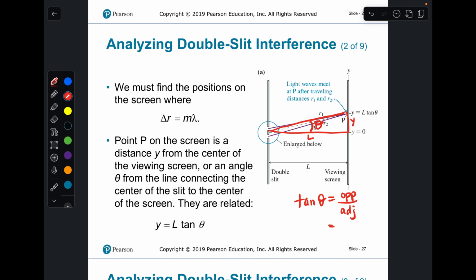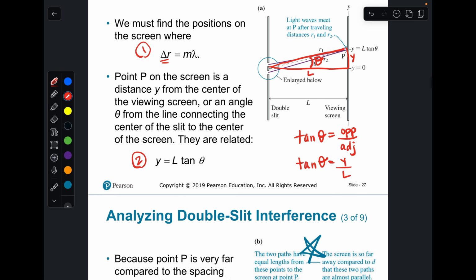And so our opposite is y and our adjacent is L. And so you can see we have an expression here that relates all three of those parameters. And so that is going to be kind of a secondary equation that can come in handy when solving these problems. We're still going to develop the first equation. Okay, we're going to work on what delta R is. But now you can see the second equation that you'll be using.